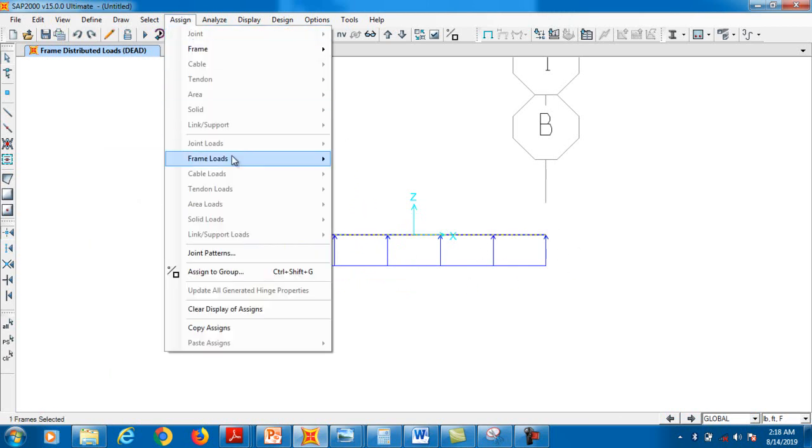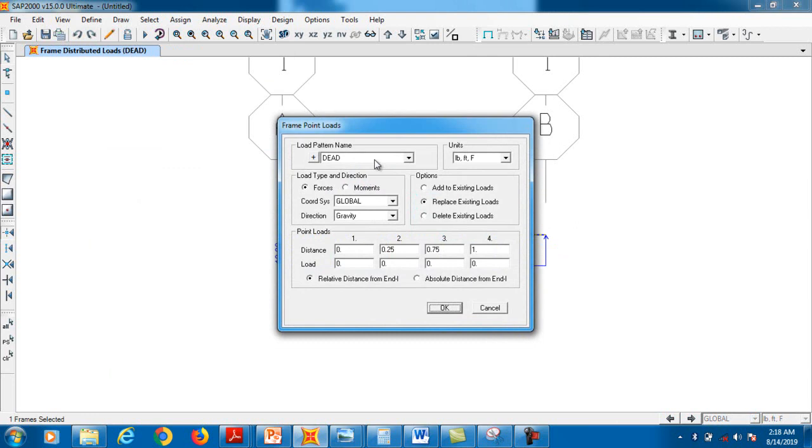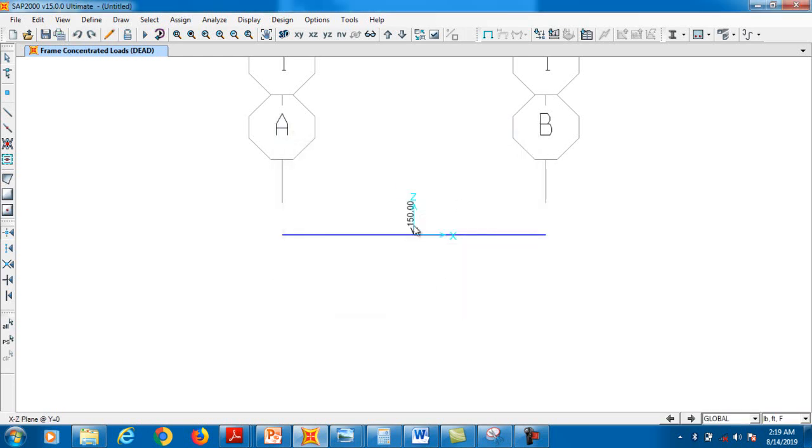Okay, assign the point load. Make sure units are okay, add to existing forces. The load is in the downward direction, so gravity is okay. Select absolute distances. At a distance of 7.5 feet, you have a point load of 150 pound. Okay, so this is the load. So let's see, loads are assigned.